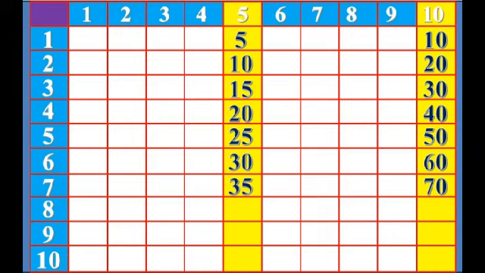What is 8 times 5? 8 times 5 is equal to 40. 40 times 2 is equal to 80.